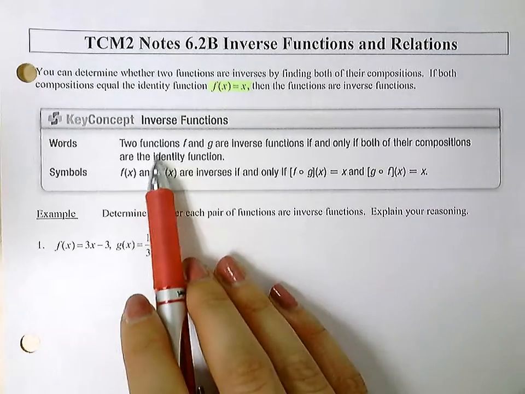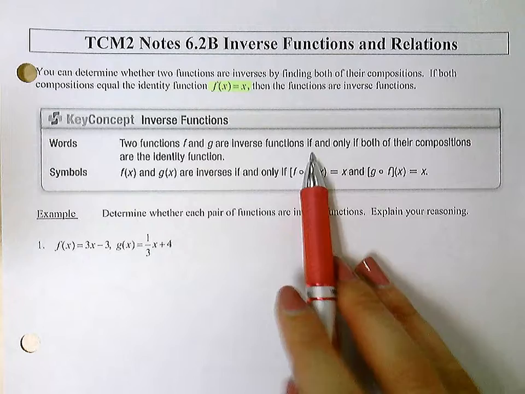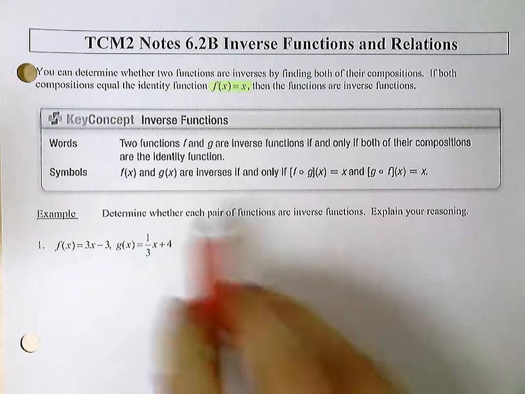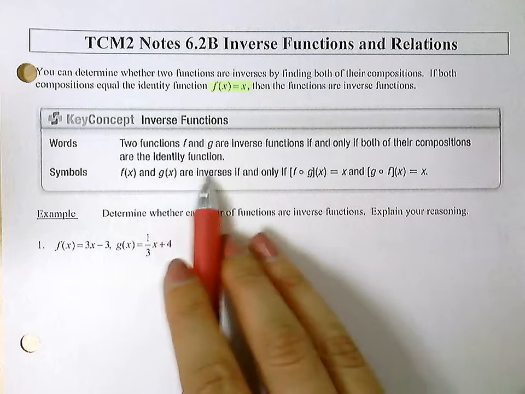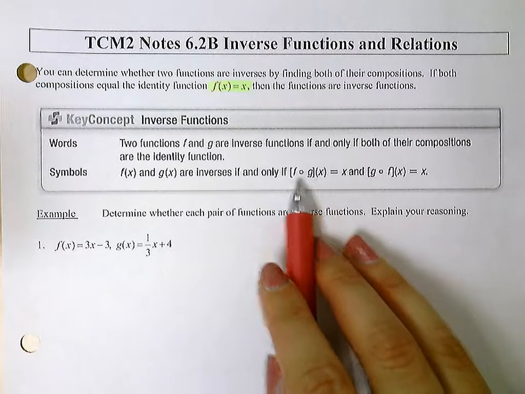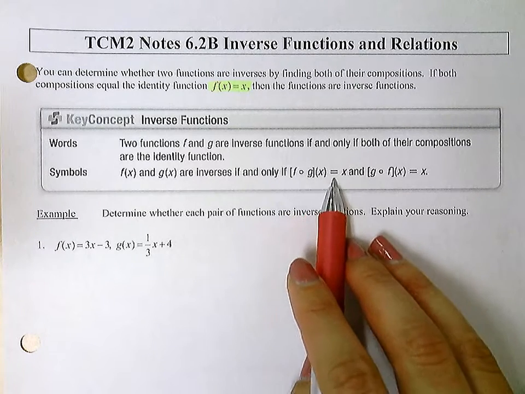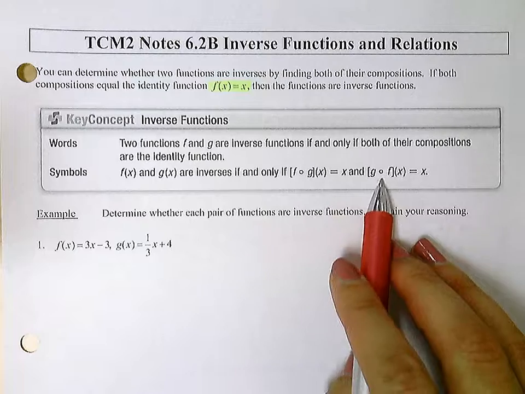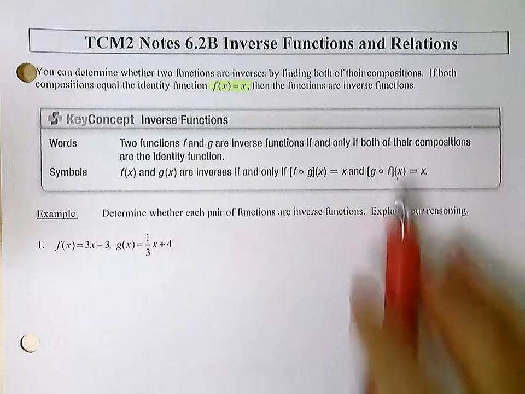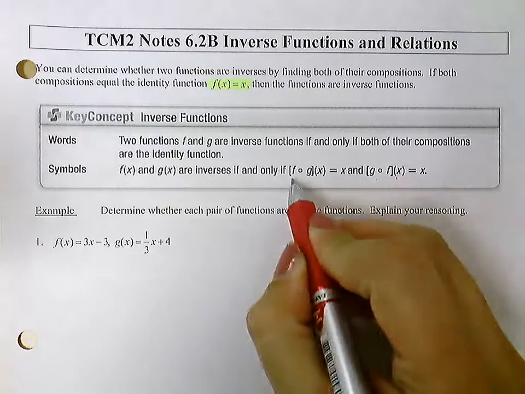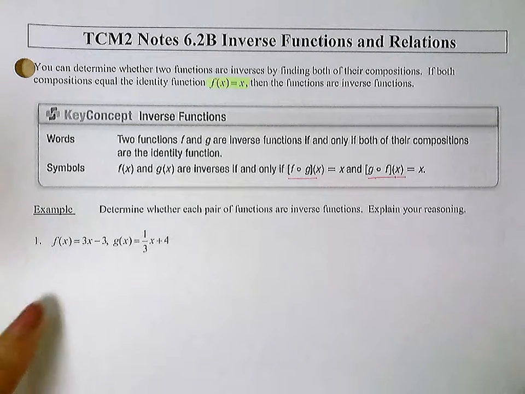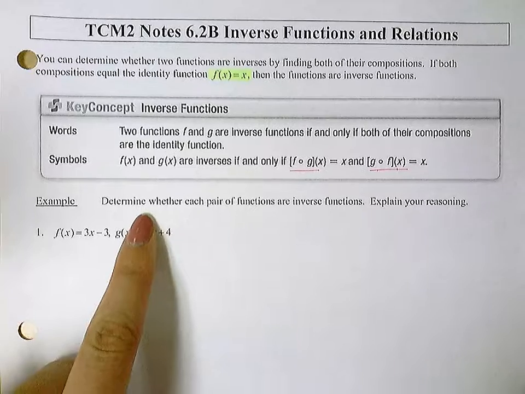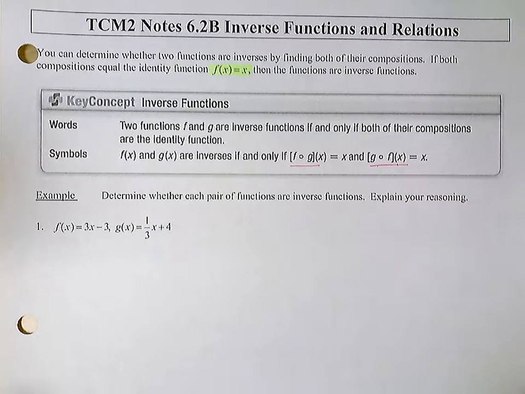So in words, two functions f and g are inverse functions if and only if both of their compositions are the identity function. If we have f of x and g of x, and they are inverses, then f of g of x has to equal x, and g of f of x has to equal x. We're just doing that composition like we did previously to see if these are inverse functions. In our examples, we want to determine whether each pair of functions are inverse functions and then explain.